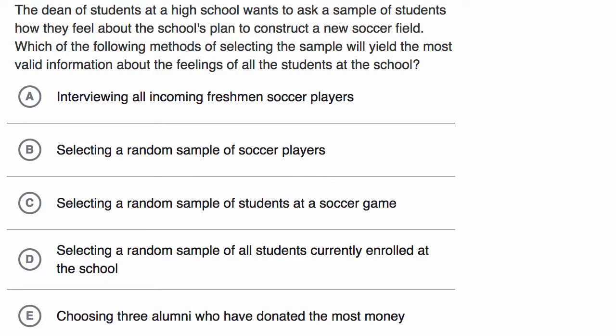So we have a question here that deals with random sampling. It says the dean of students at a high school wants to ask a sample of students how they feel about the school's plan to construct a new soccer field. Which of the following methods of selecting the sample will yield the most valid information about the feelings of all the students at the school?